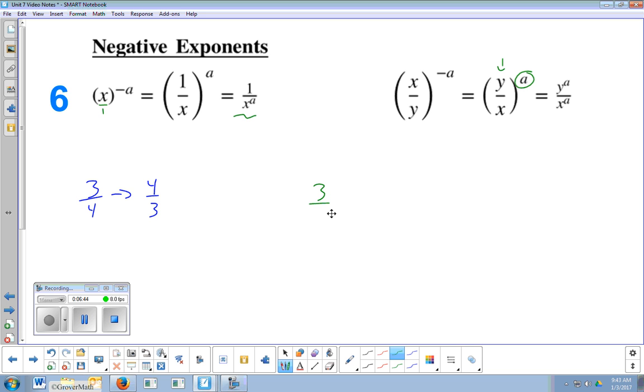So again, if we take that example of 3/4 to the negative second, of course I could just type this into my calculator, but I can do the reciprocal of the base to make it 4/3, and then my exponent is positive. So reciprocal the base, change the sign of the exponent, and then simplify from there. 4 squared is 16, 3 squared, 9.